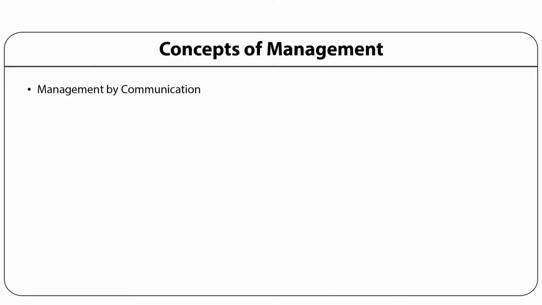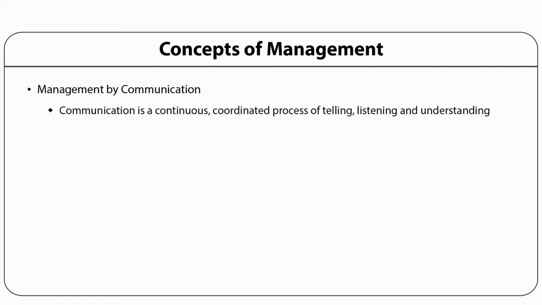Management by communication. The primary function of a manager is to formulate policies and implement them effectively, which requires oral or written communication with the staff. A manager spends the majority of his time communicating to get work done by others. Communication is a continuous, coordinated process of telling, listening, and understanding. Success of management depends upon effective communication.